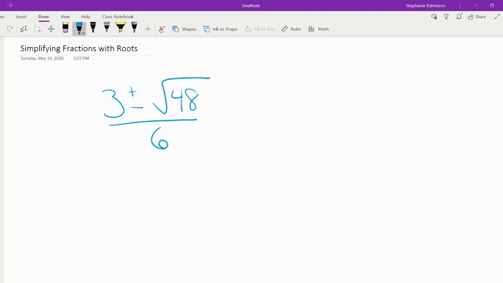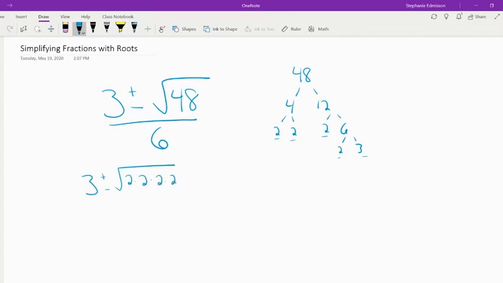We do that by taking the number and making a prime tree. So we've got 48, which is 4 times 12. 4 is 2 times 2, and 12 is 2 times 6. 6 is not a prime number, so we need to keep going, and it is 2 times 3. Then we have 1, 2, 3, 4, 5 prime numbers, and we write them all in order. So we have 3 plus or minus root 2 times 2 times 2 times 2 times 3.